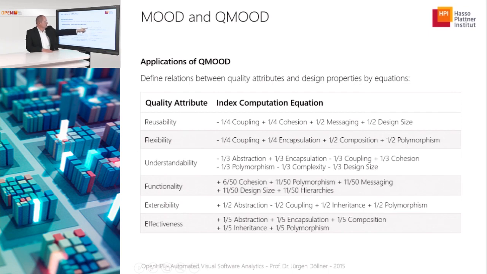These high-level quality attributes are measured by taking into account the more particular metrics and weighting them. These weights always sum to 1. For example, reusability was found to be best estimated by taking into account the coupling quality, cohesion quality, messaging quality, and design size.